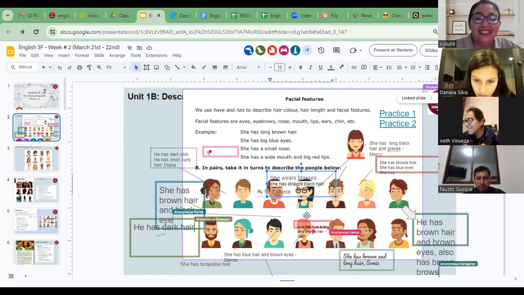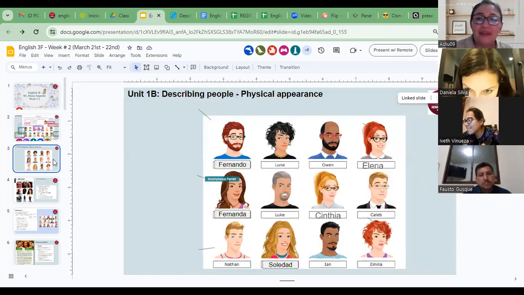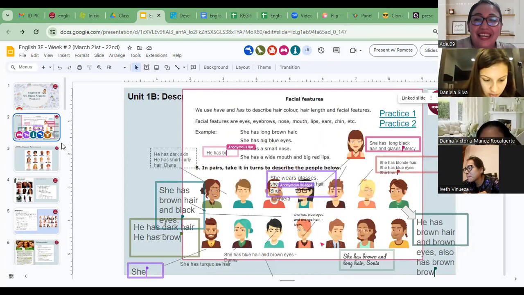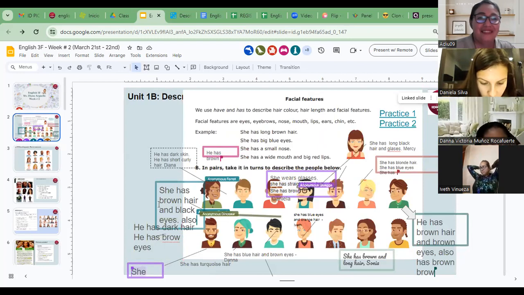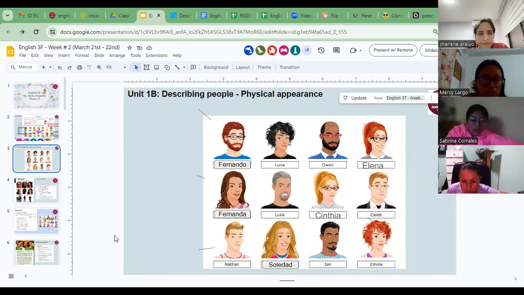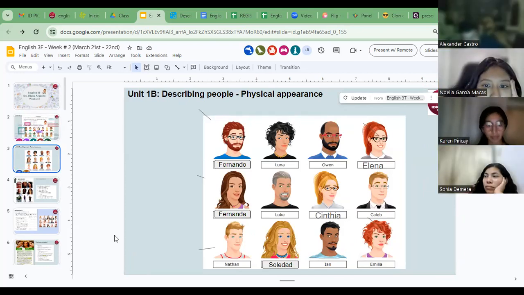What about Dana? Dana, can you read your description? She has blue hair and brown eyes. Good. She's got blue hair and brown eyes. Excellent. And what about these people? Okay, go ahead. Choose one. Sabrina, Mercy, Charlene, Maria Luisa, Karen, Noel, Fernando, Sander. Okay, you choose one.